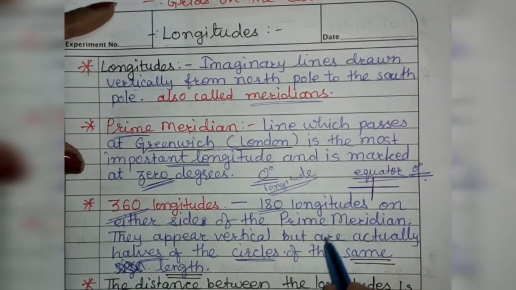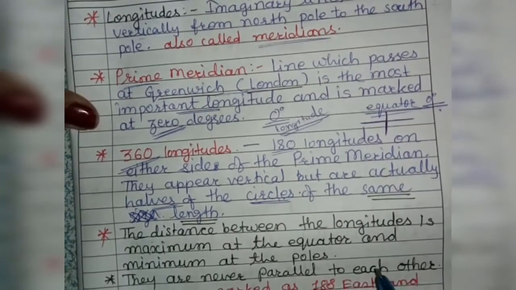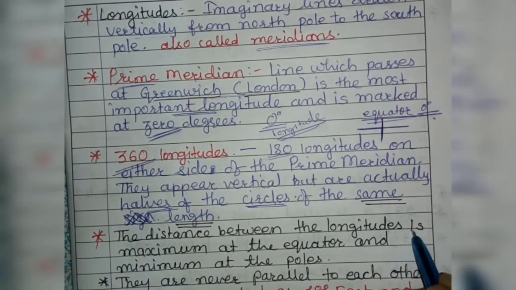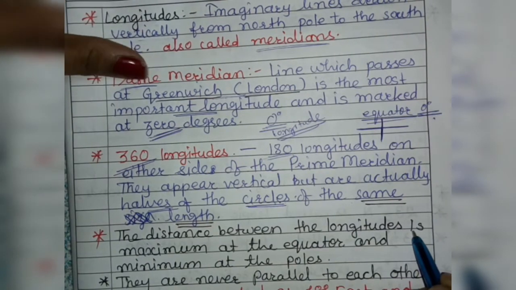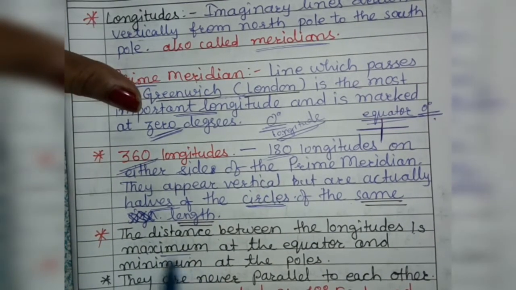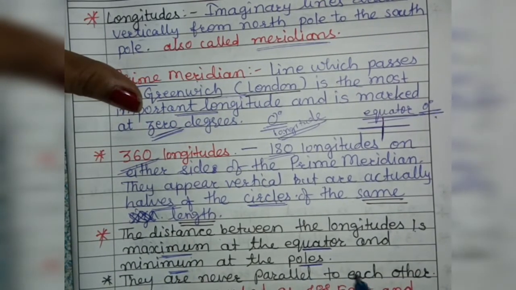Then what is the distance between the longitudes? We have seen that the distance between the latitudes never increases or decreases. They run parallel to each other. But the distance between the longitudes is maximum at the equator and minimum at the poles.